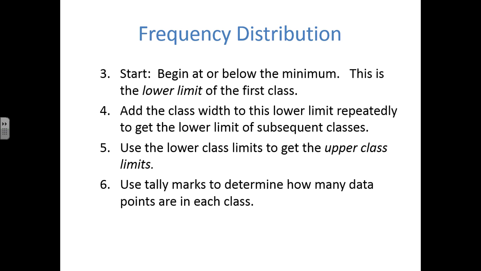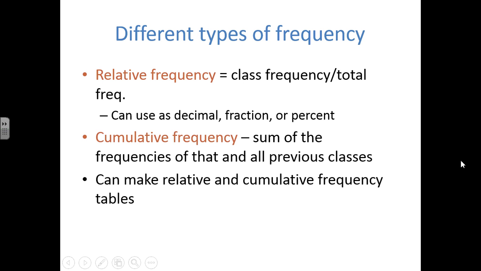Now you just make tally marks to count your frequencies for each of these classes, erase the tally marks, and replace them with the actual numbers. There are different types of frequency distributions that we can look at besides just the basic one, which we just went through. The next one we use is relative frequency. The relative frequency of a class is that particular class's frequency divided by the total frequency, and we can denote these relative frequencies as decimals, fractions, or percents.